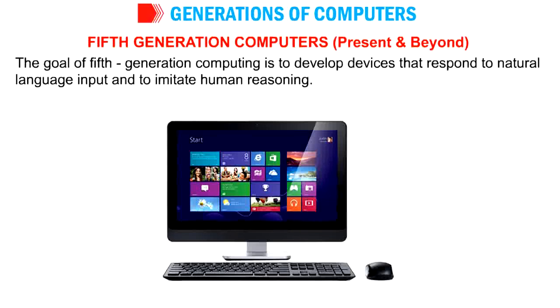Mainly we use vacuum tubes in first generation, transistors in second generation, IC, integrated circuits in third generation, microprocessors in fourth generation, AI, artificial intelligence in fifth generation.